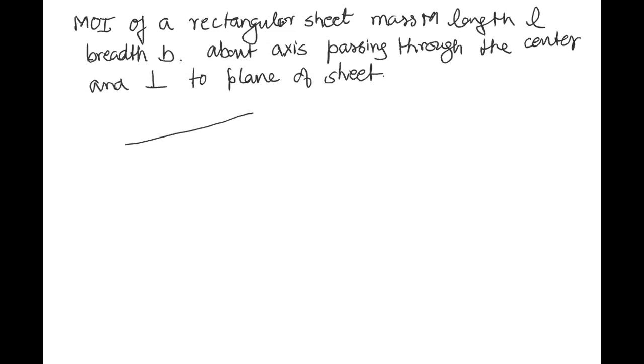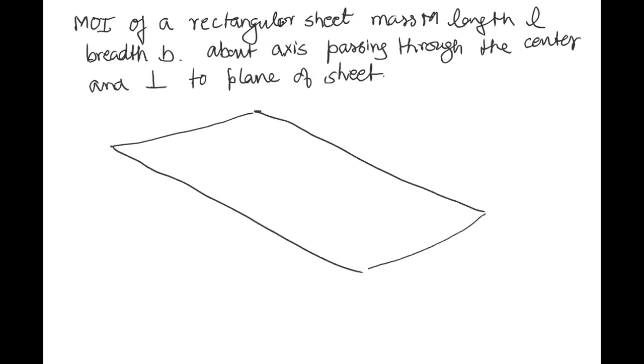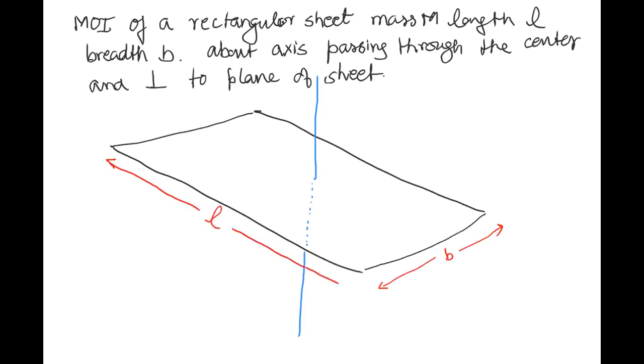So basically we have a rectangular sheet like so. This is the axis. And this is the breadth B. Thickness is 0. I mean, for all practical purposes, thickness is 0. If you really want, you can take the thickness to be T or something, but it will cancel out.